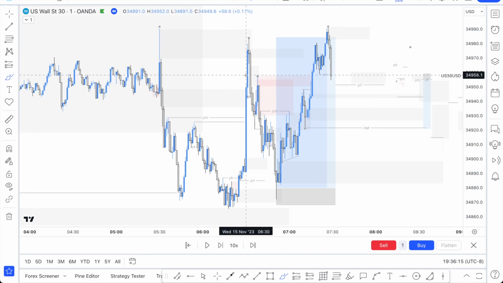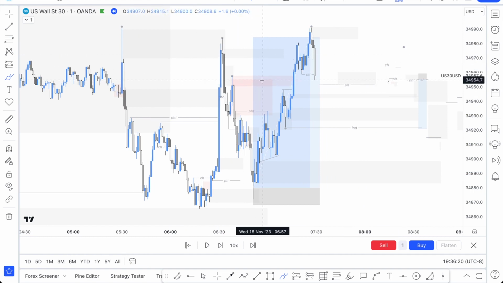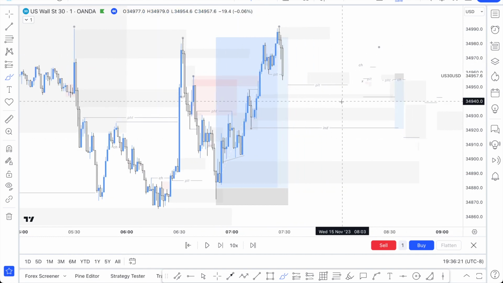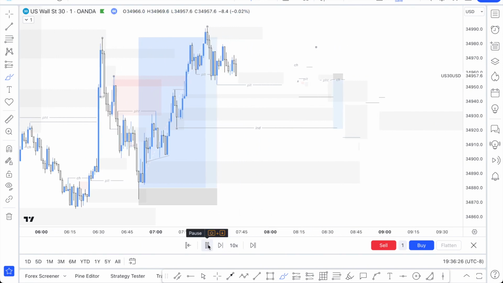So that's what I usually catch most of the time. However, it didn't happen this time, and that's no biggie. All right, let's continue here. We took one more trade for the day here, as you can see right over here. So I'll fast forward the markets here.